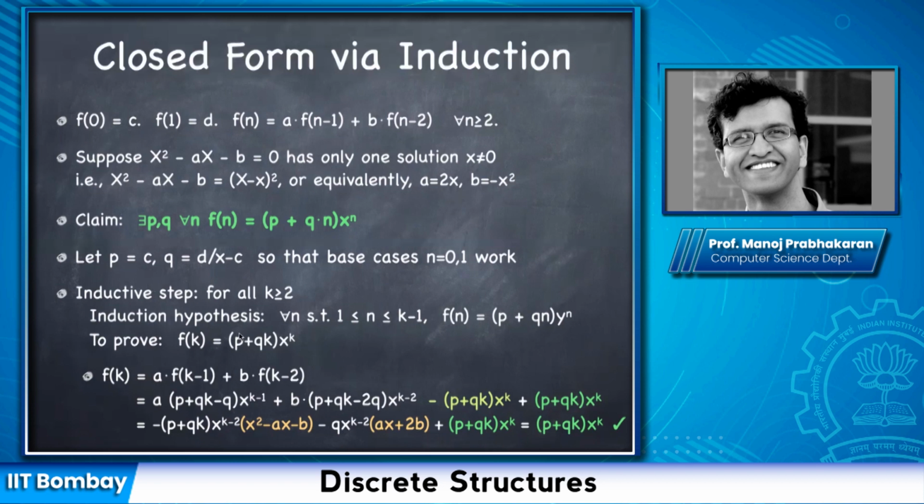And then you prove this formula holds for all k by induction, and again go through the same procedure as before. The two terms that will separate out will turn into 0. One is x squared minus ax minus b, and the other is ax plus 2b, but for these values of a and b, ax plus 2b is indeed 0. So again, it follows directly by plugging in these values.